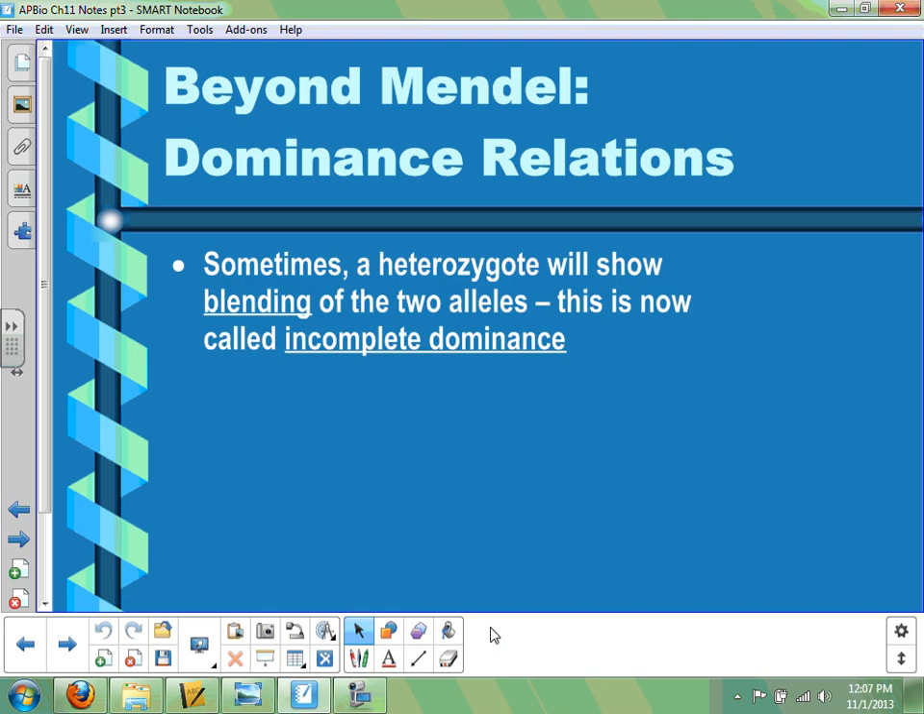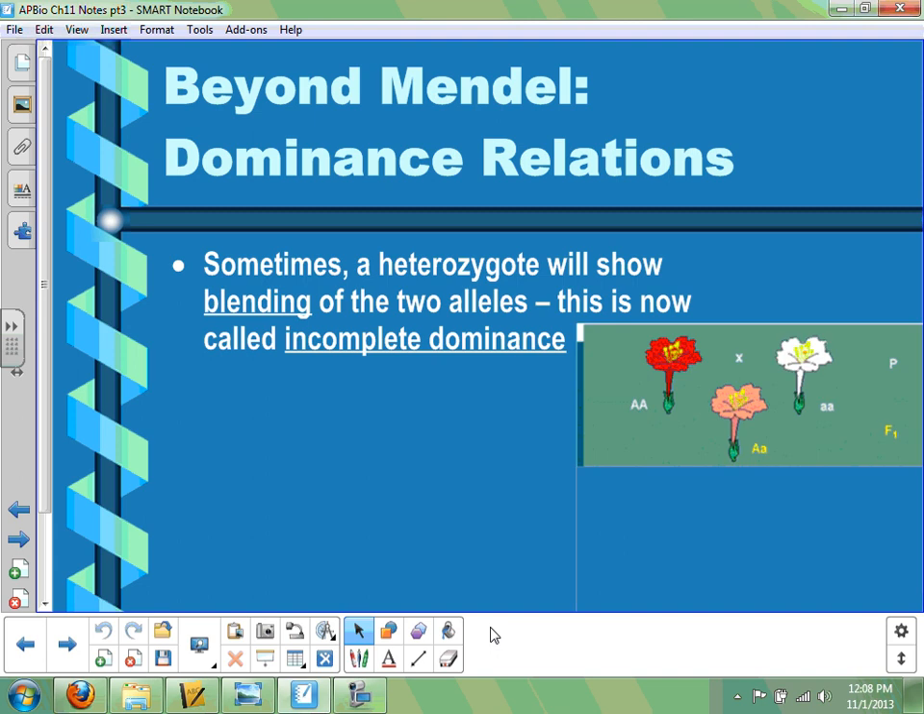And one thing we found out is that there are some cases where blending really does exist. Exactly what Mendel was setting out to prove was wrong sometimes does happen. Sometimes, if an individual is heterozygous, it doesn't just show one form of the trait, it actually shows a blending of the two. And when that happens, we call it incomplete dominance. We can look here in our picture, we have a red flower and a white flower, and even though we're using capital and lowercase letters, really neither trait is dominant over the other. So when we cross the red flower and the white flower, we get pink flowers in the F1 generation.